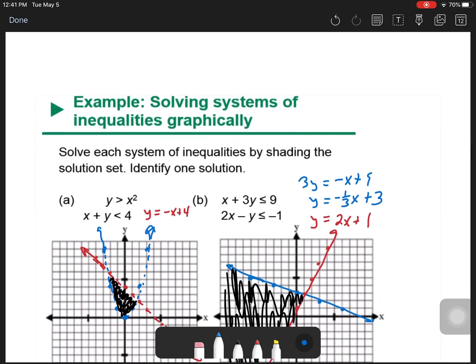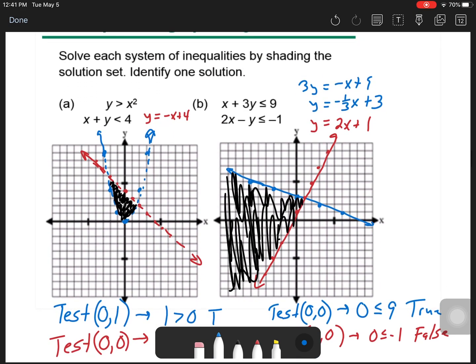All right. To save time I worked these out already and left some work on there. So now what we have on this example is we have a system of inequalities. So we have a line, and we also have, in this case, a parabola. So we have to graph both of those. We have to do a test point in each of these inequalities, and then we want to see where do those shadings overlap.